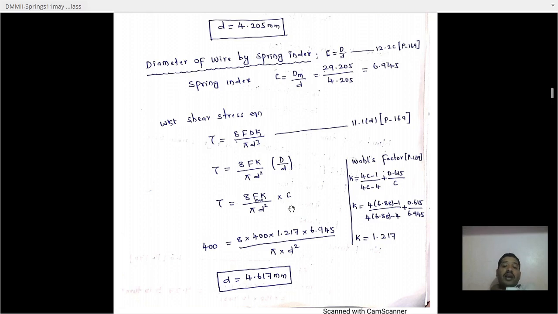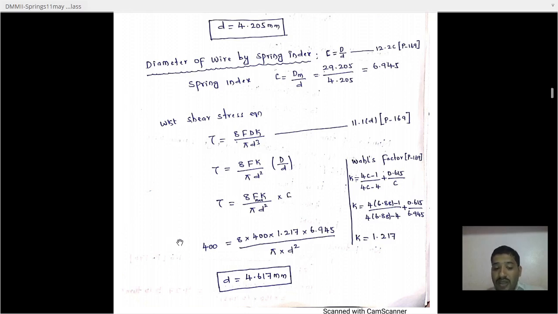We know very well, we have already solved this in the previous problem. Tau as it is, tau is how much? The maximum permissible shear stress value given in the problem is 400 Newton, equal to 8 as it is. Maximum force is how much here? 400 into the Wahl factor, given as 1.217, the spring index is given as 6.945, divided by pi into d square.